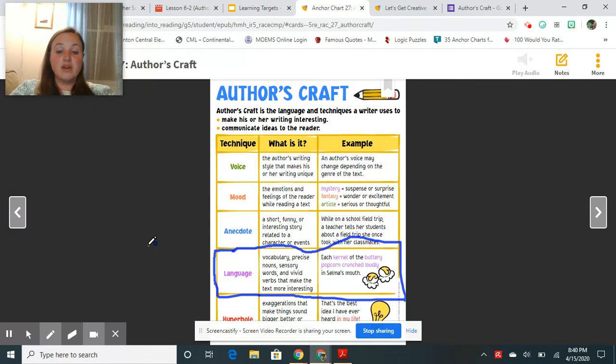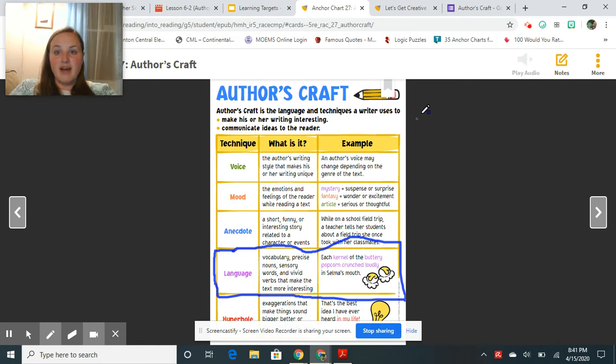So here's a really great example of how language can help us really visualize what an author is talking about. Each kernel of the buttery popcorn crunched loudly in Selma's mouth. So that really helps us visualize what the popcorn is like. What does it taste like? What does it sound like? How does somebody feel as they're eating it? So the author can use specific words to really help us get a good idea of what they're talking about.